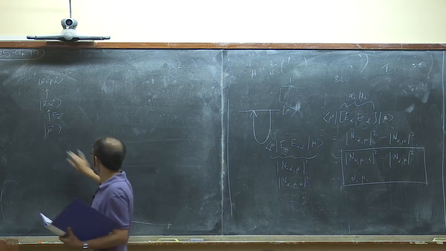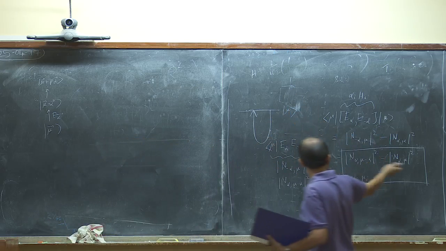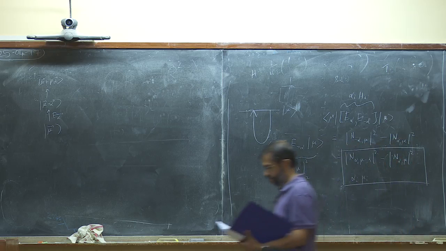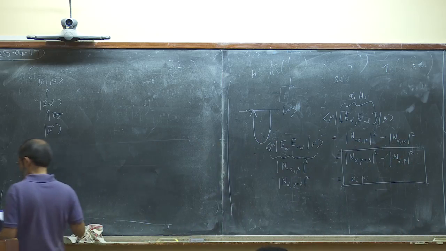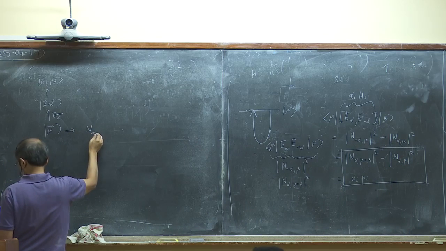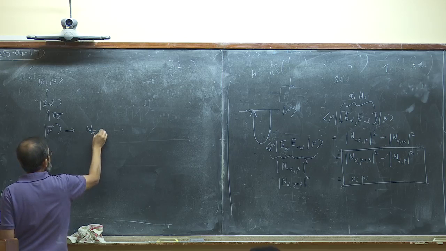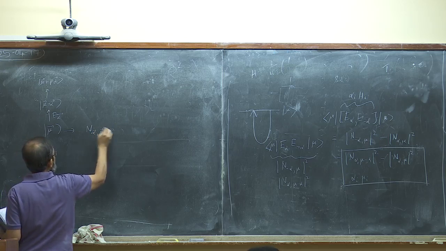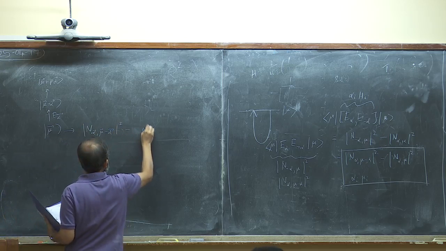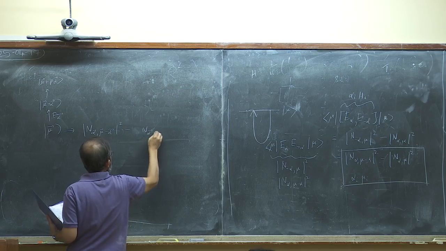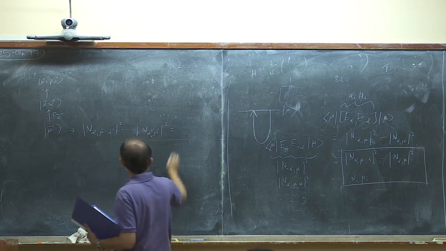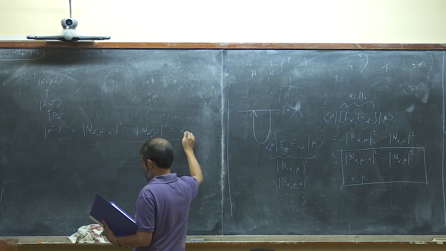So when I apply this condition, when μ is μ, I just write it. That is, |n_{α,μ-α}|² minus |n_{α,μ}|² is equal to α·μ. I'm just repeating what I wrote.